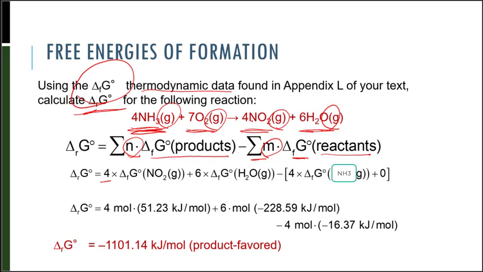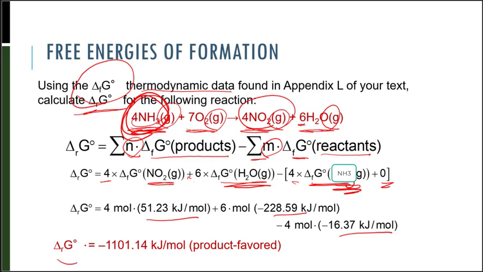So 4 times the Gibbs's free energy value of NO2 plus 6 times the Gibbs's free energy value of water minus 4 times the Gibbs's free energy value of NH3 as our reactant, plus 0. We could say 7 times the value of O2, but you'll see that oxygen is 0. When I plug in those values, I would get a Gibbs's free energy value of negative 1,101.14 kilojoules per mole. This is a negative value. It is a spontaneous reaction and it is product favored.